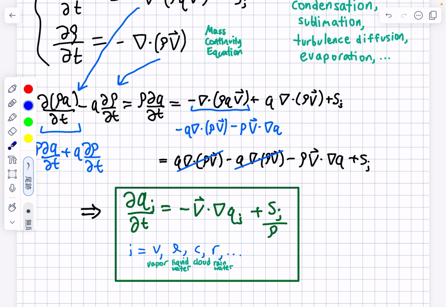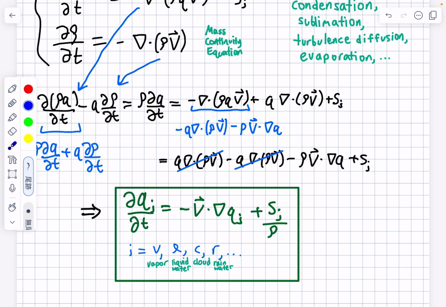So now we have that this is equal to this. We can divide density out now. So density is literally gone from this equation, and we're left with partial q partial t minus the advection of q, the mixing ratio q.